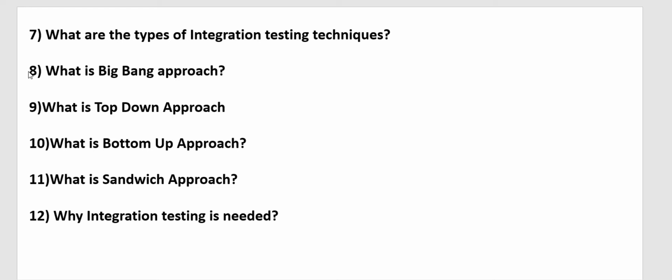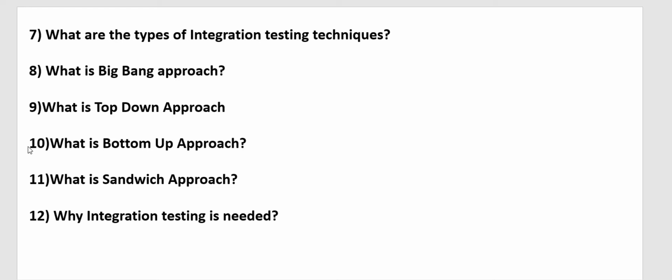What is Big Bang approach? In Big Bang integration testing, all modules are integrated simultaneously, after which everything is tested as a whole. What is top-down approach? Top-down approach, as the name suggests, testing takes place from top to bottom, following the control flow or architectural structure. Components or systems are substituted by stubs.